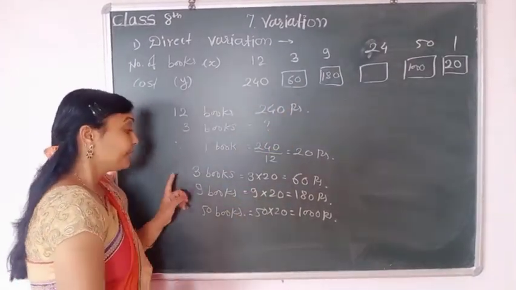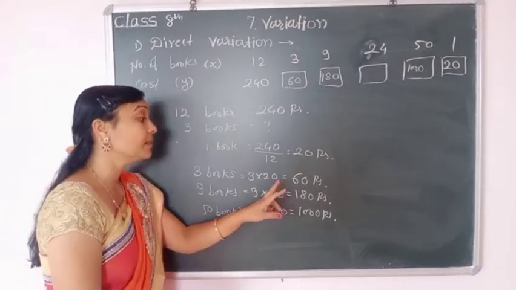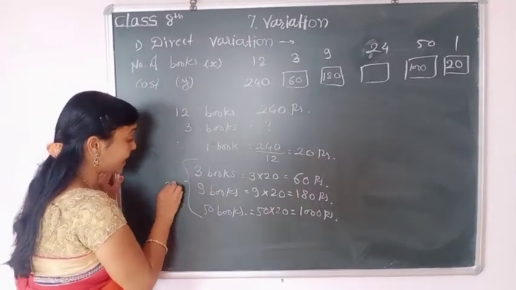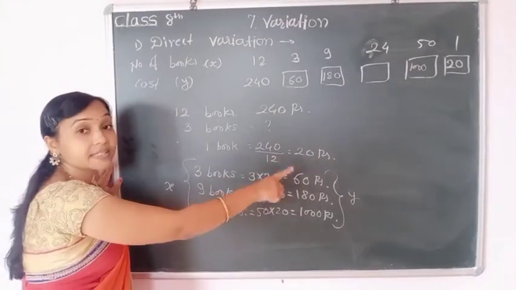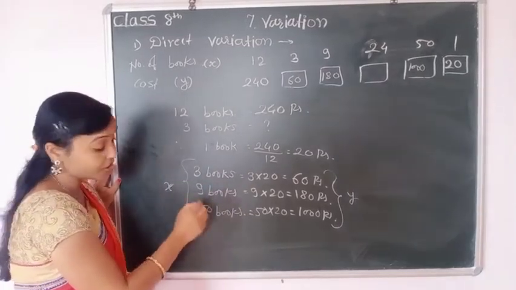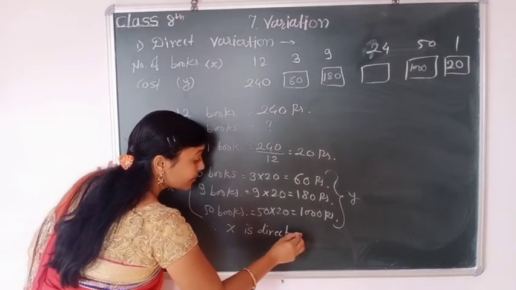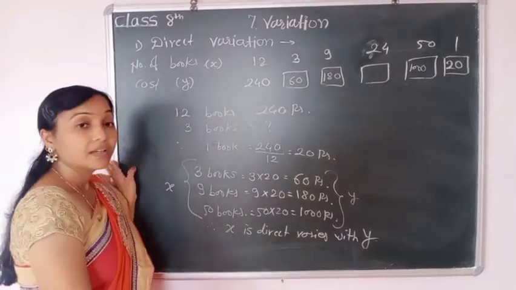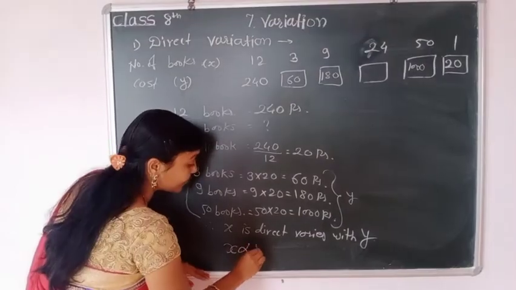This is the homework. If you observe, as the number of books increases, the cost also increases. We have two quantities: x is the first quantity and the cost is y, the second quantity. Both quantities increase in the same proportion. That means this is an example of direct variation. So we say x varies directly with y. In mathematics, we write x is directly proportional to y.